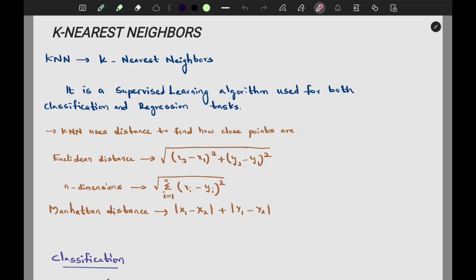In today's video, we are diving into one of the simplest and super powerful machine learning algorithms, that is K nearest neighbors, or just KNN. We will see what KNN actually is, how it works, and the difference between classification and regression tasks with easy examples. So what exactly does KNN mean?